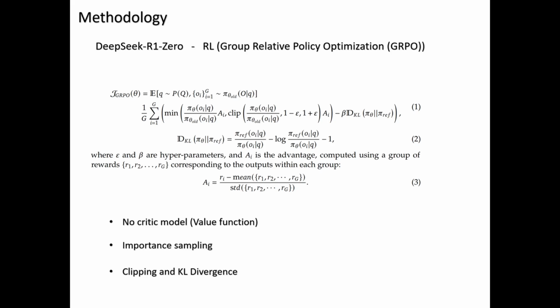Ri represents the total rewards from the answer OI minus the average reward of all G answers. And if it's larger than the average, it has a positive advantage, and it's normalized by the standard deviation. However, the answers are generated by an older policy, not the up-to-date policy that is trained.